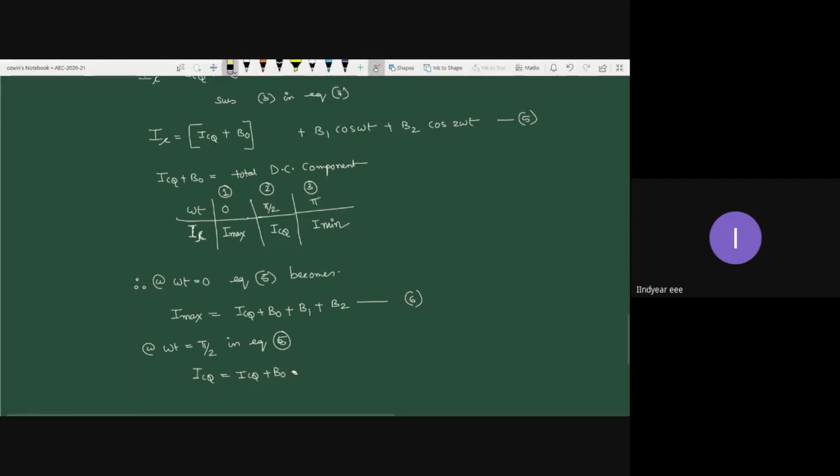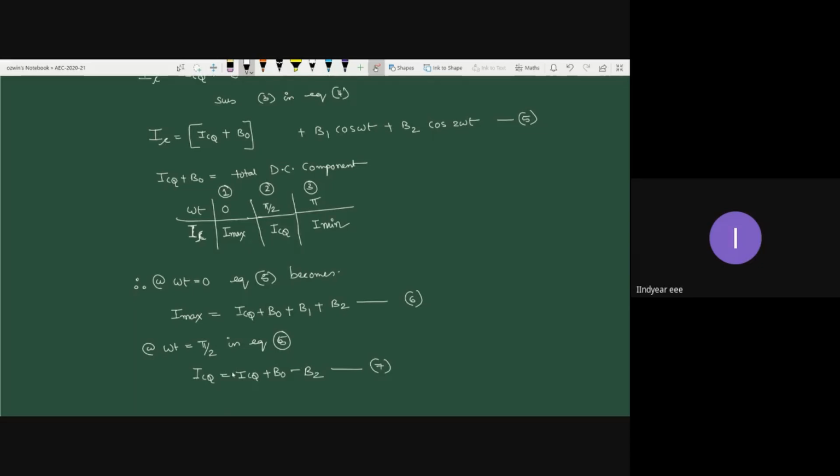Okay, ICQ plus B naught, because that's independent of frequency. Plus B1 cos 90. Cos 90 is 0, so therefore the B1 term vanishes. Then B2 cos 180, because 2 into pi by 2 is pi. Cos pi is minus 1, so it is minus B2. Say equation 7.